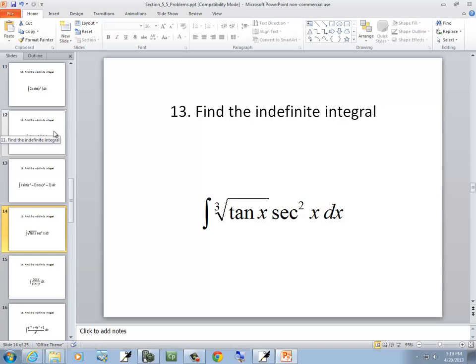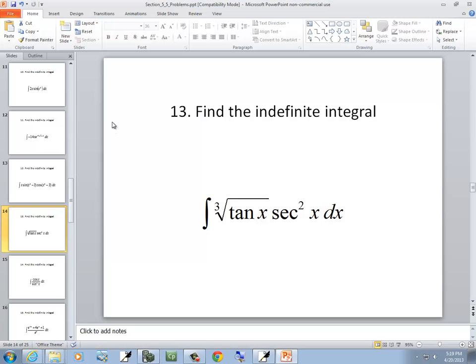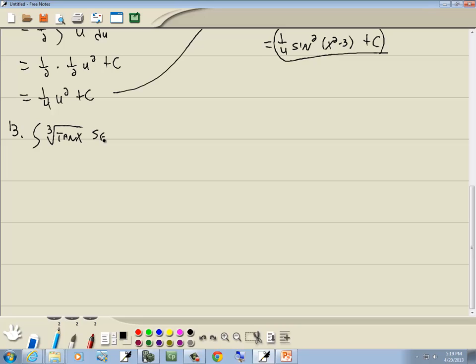We've got the integral of the cube root of tan x secant squared x dx. First off, we said if we have a radical, let u equal what's inside the radical. So let's do that. U is equal to tangent x. Don't know if it's going to go anywhere.